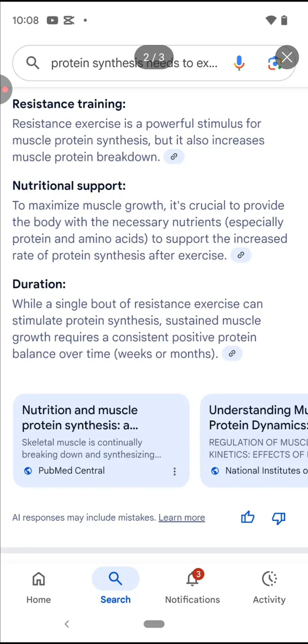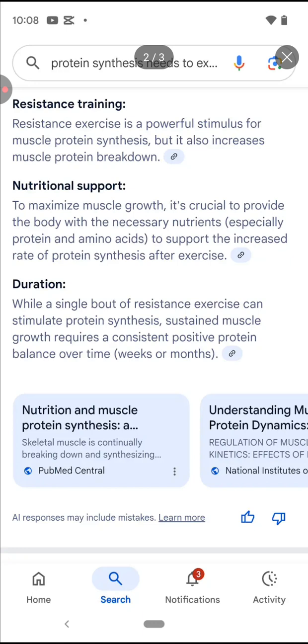It does. All right. Nutritional support. To maximize muscle growth, it's crucial to provide the body with the necessary nutrients, not calories. Nutrients, not slave food calories. Especially protein and what? Amino acids. It doesn't say slave food diet. It says protein and amino acids.